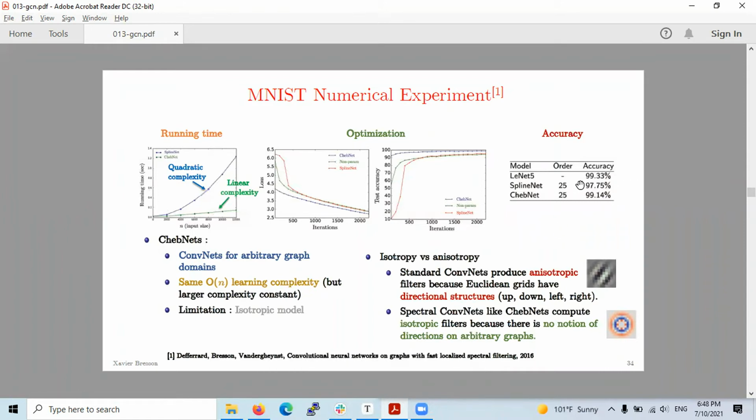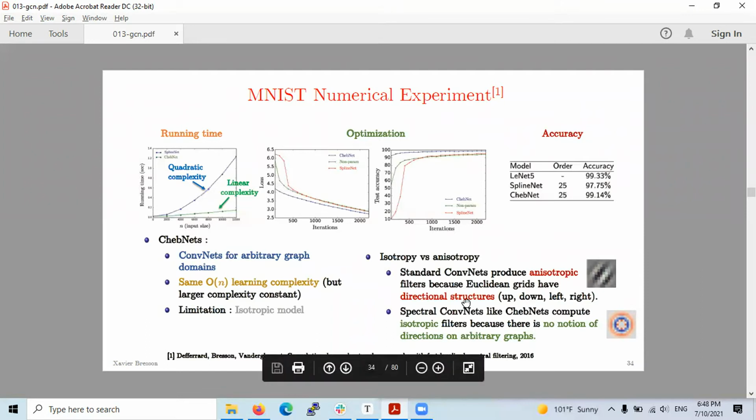They compare it with LeNet, which has a 99.33% accuracy. The SplineNet, the one that we have seen previously, has a 97.75% accuracy. The ChebNet has a 99.14. So it has a comparable performance with the LeNet, on which it was first tested.